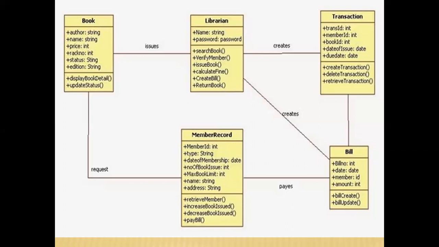Suppose in any complex system, like the library system or an ATM bank system, first you identify the objects and what the relations between the objects are. Object means, as already explained, a thing or a person. Suppose in library management, the librarian and member record are persons. Book is one object, transaction is one object, and bill is another object. These are things, and they perform some operations. That is the library management system.